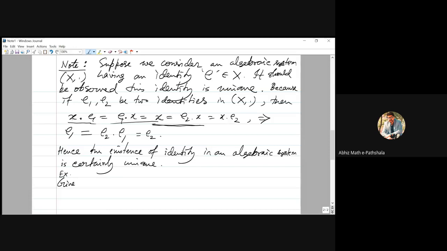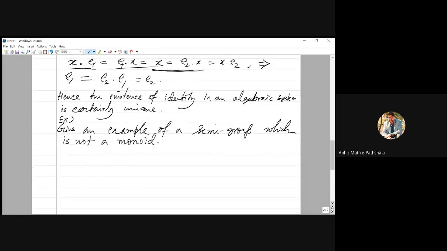An exercise can be recorded here. Give an example of a semigroup which is not a monoid. An example of a semigroup which is not a monoid.